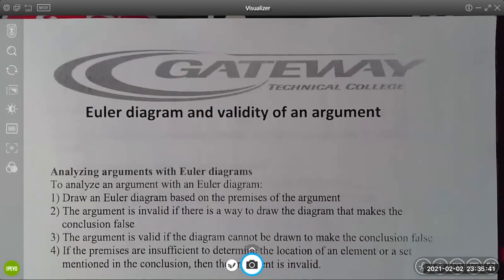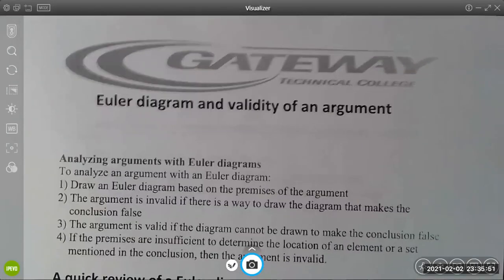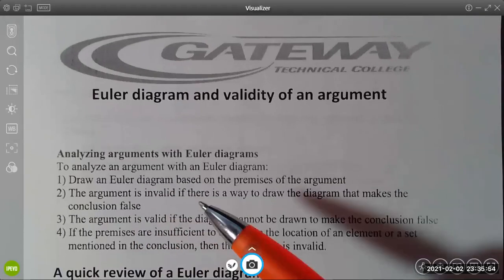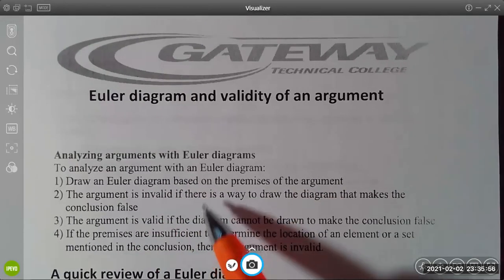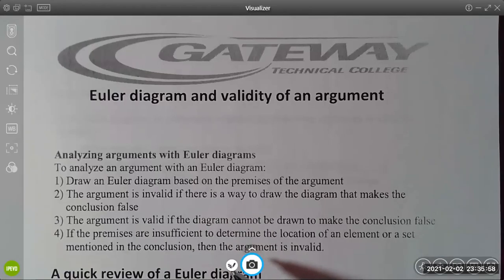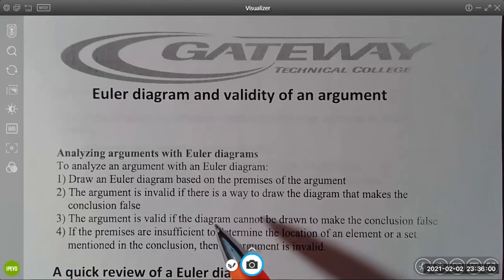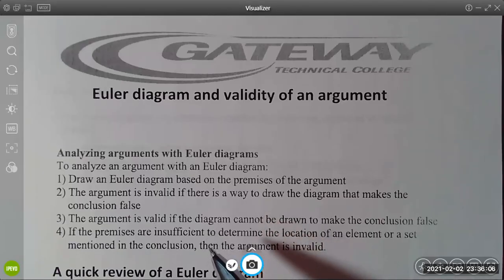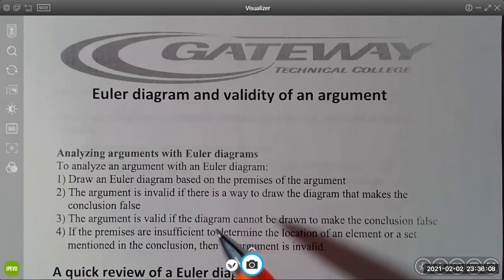Now we are going to use an Euler diagram to determine the validity of an argument. This is a general process. Don't worry about this too much because I'm going to illustrate this process using examples. But generally speaking, this is how you use an Euler diagram to determine if a given argument is a valid one or not. First, you have to draw the Euler diagram, right?